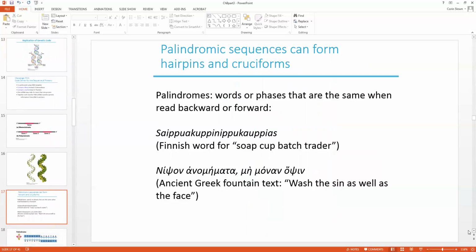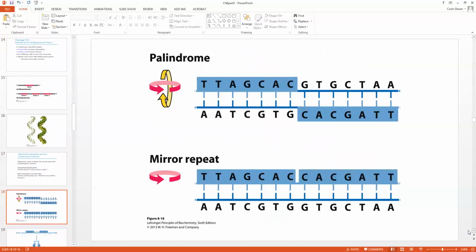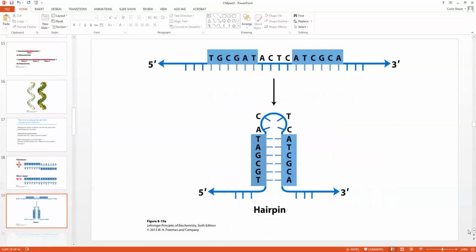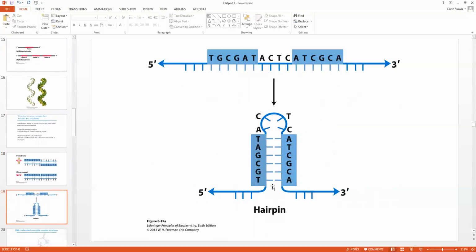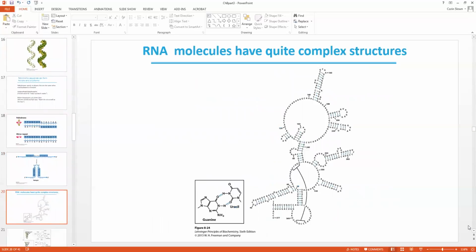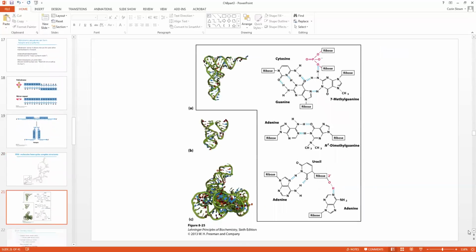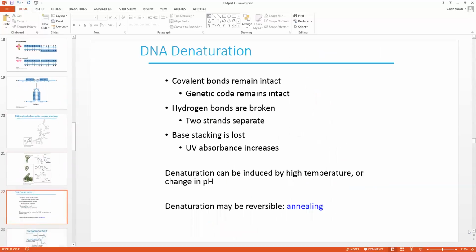Palindromic sequences can form hairpins and cruciforms. Palindromes are words or phrases that are the same when read backwards or forward. A palindrome is also just like a mirror repeat. One of the things that's really interesting about this is that I can form specific sequences in DNA into hairpins, or RNA molecules that have very complicated structures because of these hairpins and cruciforms. Notice some of the coiling or turns that I can see.